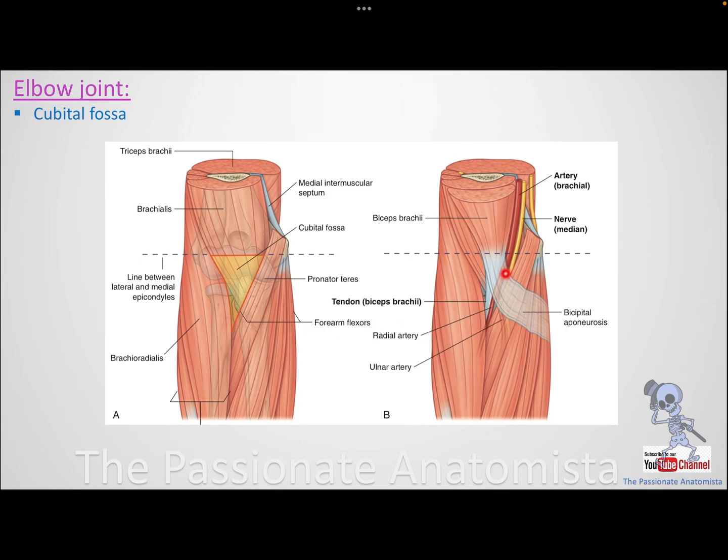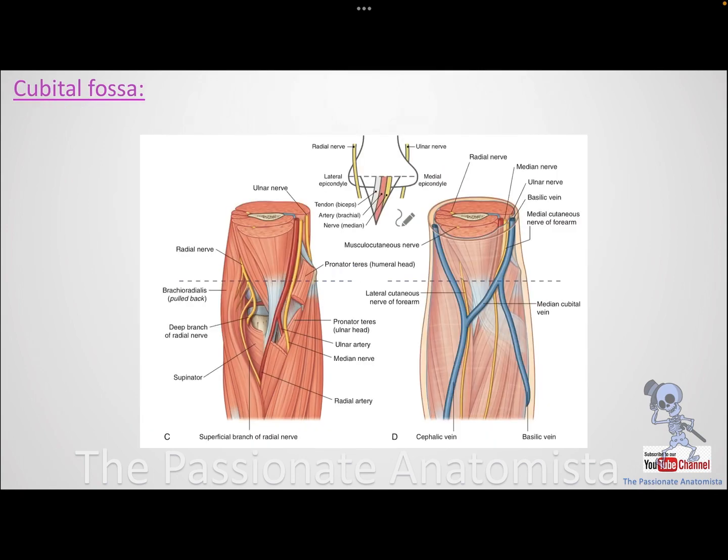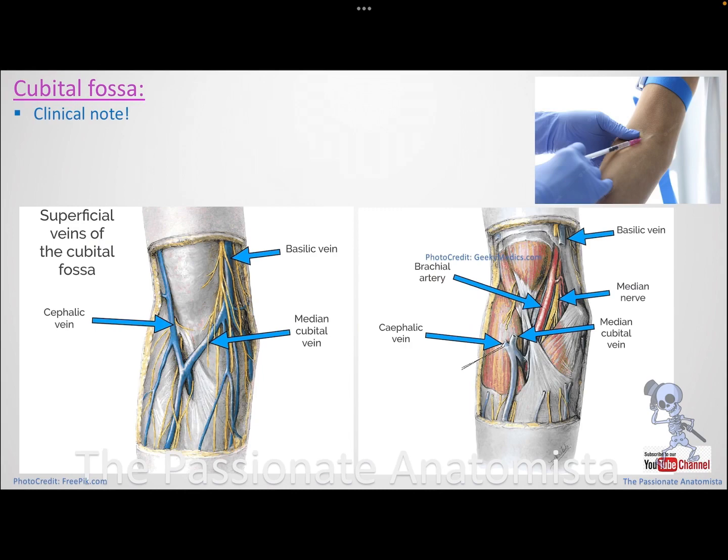Now the content is very important. You have the median nerve, the brachial artery, and also the biceps tendon. And why is that important? Because the median cubital vein is in this area, and if you want to inject any drugs into the median cubital vein, the nurse or the doctor needs to be very careful not to inject into the brachial artery, because it is one of the contents, or the median nerve. If you inject into the brachial artery, you will have ischemic necrosis of the lower parts of your arm, and that has happened.